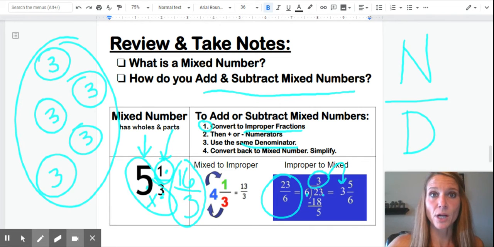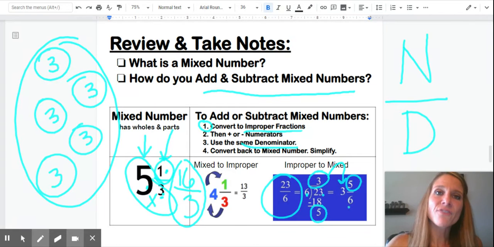That's where your whole number comes in. And then your remainder becomes your numerator. Notice that the denominator stays the same. So 23/6 is the same thing as 3 5/6. Just like if I said it's 14 days, that's really the same thing as 2 weeks. So we're talking about the same amount, just in a different way.